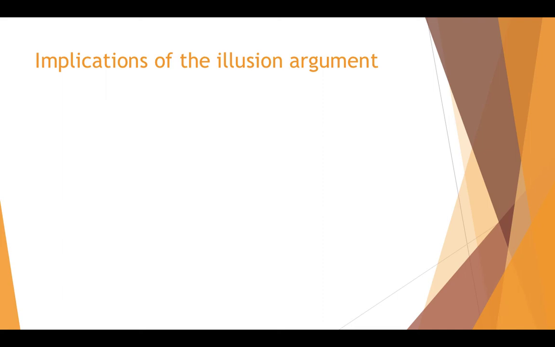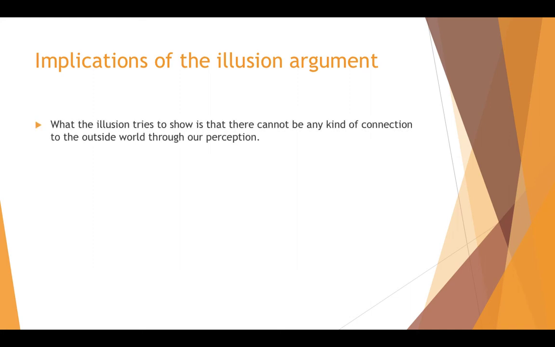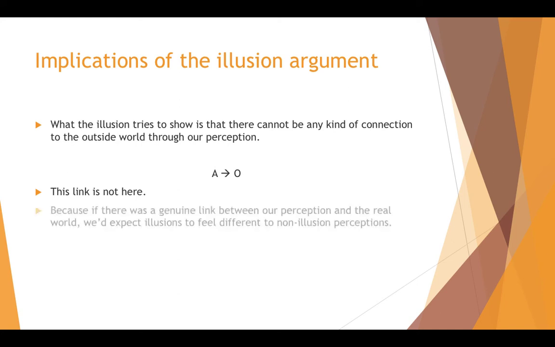So what are the implications of this for direct realism, which it is effectively contradicting? What the illusion argument tries to show is that there cannot be any kind of connection to the outside world. So this link here between A, which is me, and O, which is some object, this link doesn't exist. Because if there was a genuine link between our perception and the real world, we'd expect illusions to feel different to non-illusions. Or we'd expect that illusions don't even exist in the first place. They either wouldn't exist or they could exist, but they would be easily delineated.